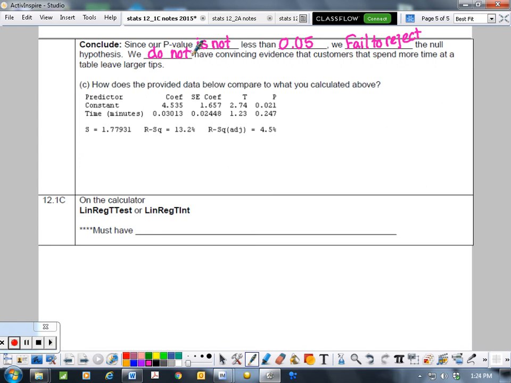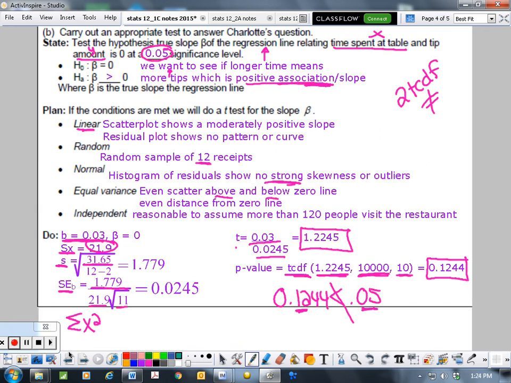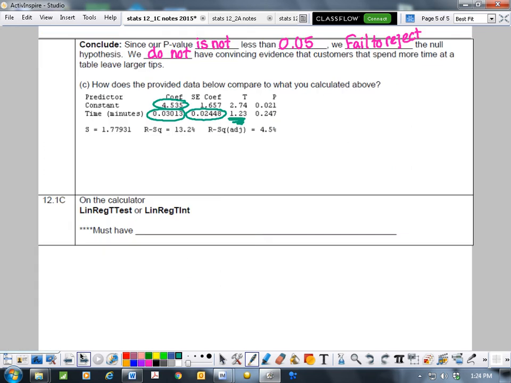So now that we've done that all by hand, we're going to compare this to the computer printout. So the computer printout says, here's my y-intercept, here's my slope, looks pretty right on. Here is my standard error, looks pretty good. And then look at here, underneath t I get 1.23. What did we get for t? Almost 1.23. Looks pretty darn good. And then the p-value is 0.247.